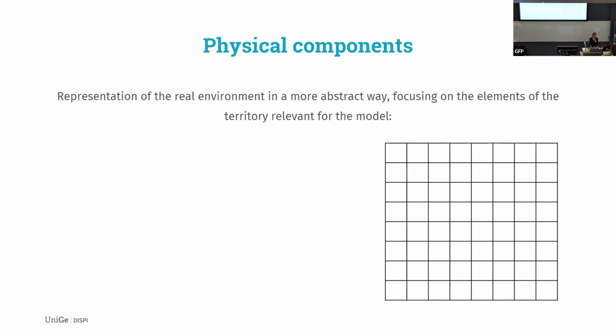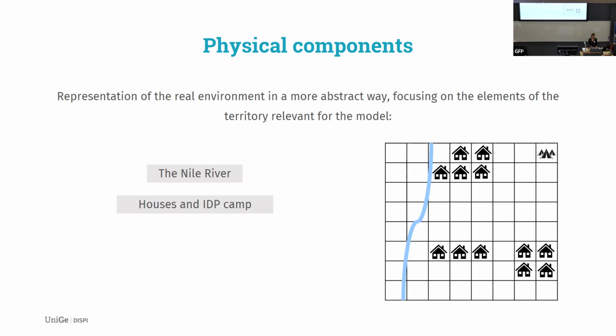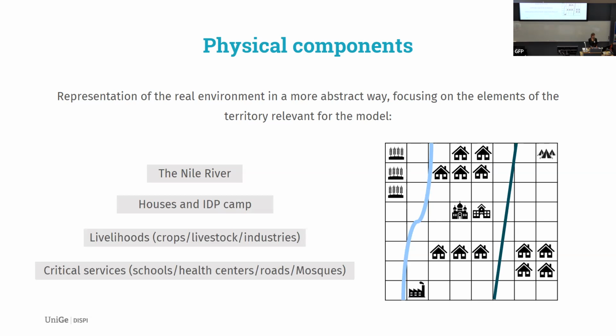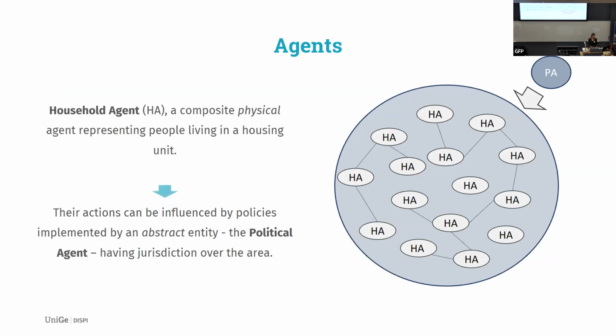So in order to implement an agent-based model, we need to understand what are the physical components we want to represent. Considering the area we are talking about, we are modeling the Nile River, which is one of the physical components we are including in the model, houses and IDP camps. So you can say displaced people in camp. There is one in the region. Livelihoods, so crops, livestock and industries, and critical services.